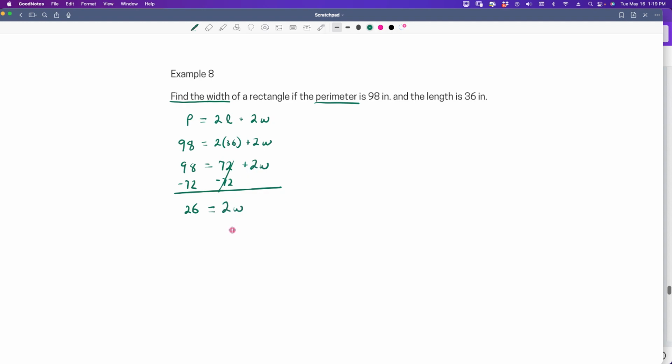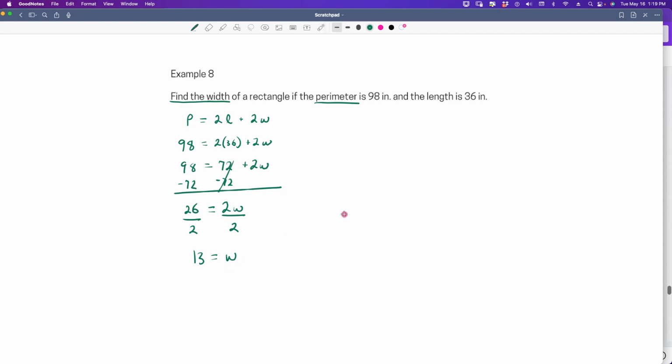So now we have 2 times W, so we divide both sides by 2. 26 divided by 2 is 13. 2 divided by 2 is 1W, which we don't write. We just have the W. So 13 is the width.